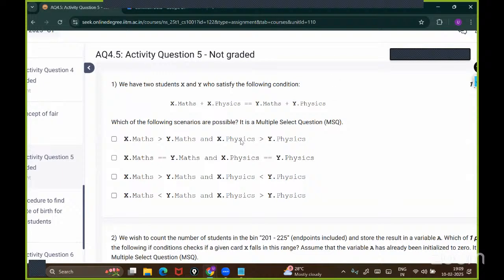BC. Option number B. Option number B. Then? And D, both. Yes. I think here physics is higher, and here math is higher than physics. Because math BCD. Why physics? It is math BC.